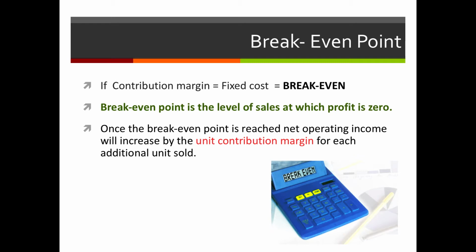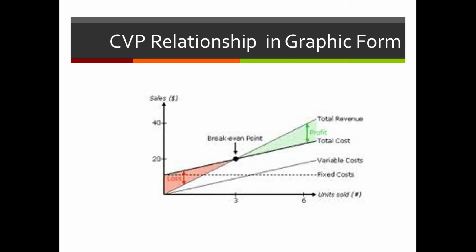So if your contribution margin is equal to your fixed cost, you are at break-even. Once the break-even point is reached, the net operating income will increase by one unit contribution margin for each additional unit sold. That calculation helps you a lot when you are separating fixed and variable cost.